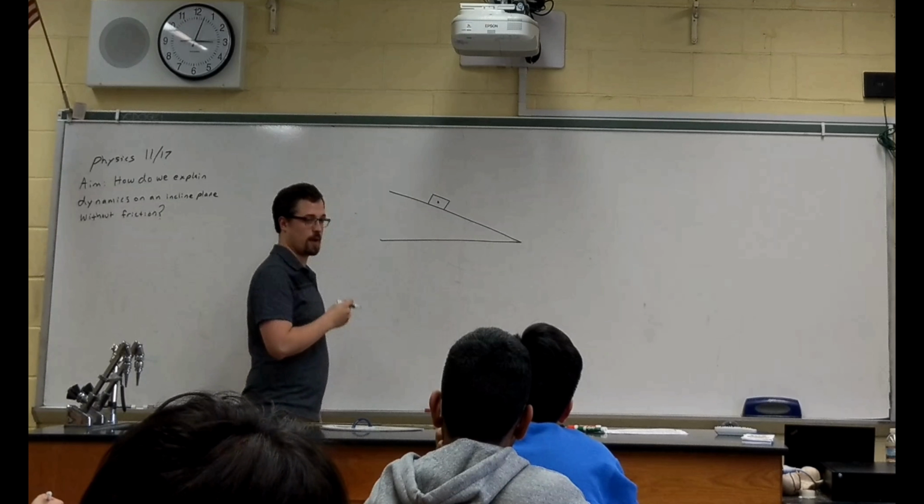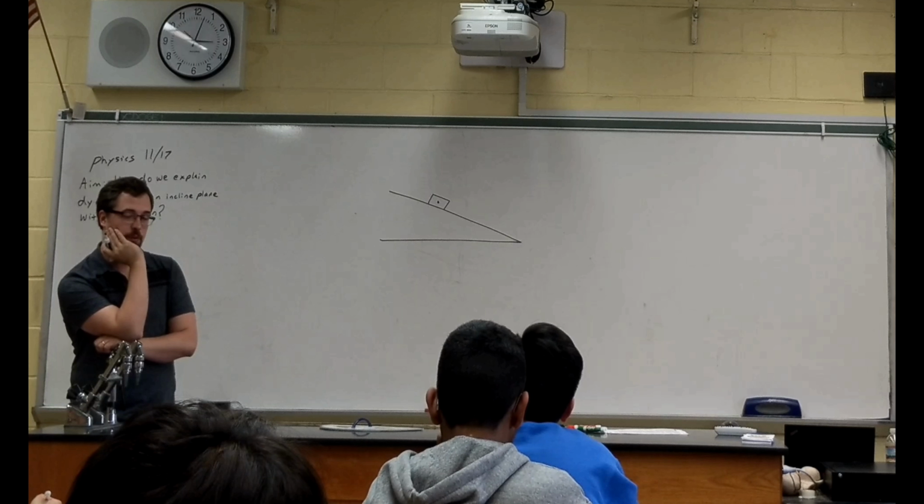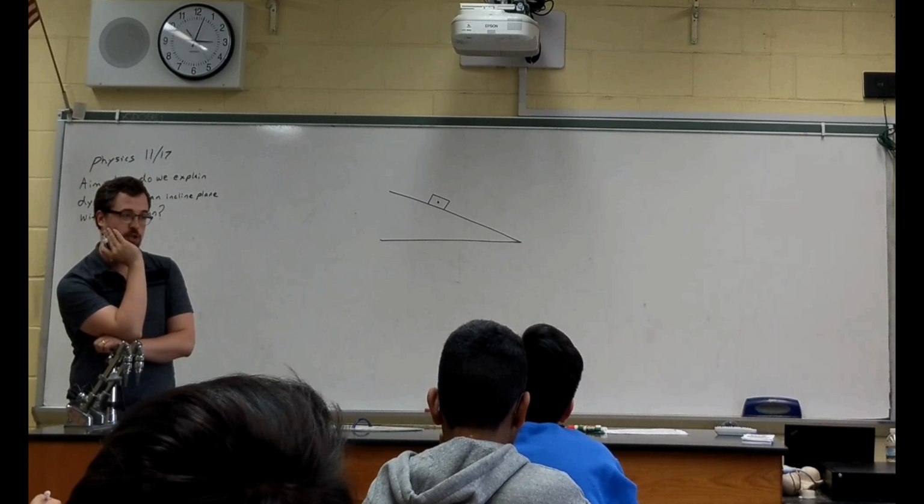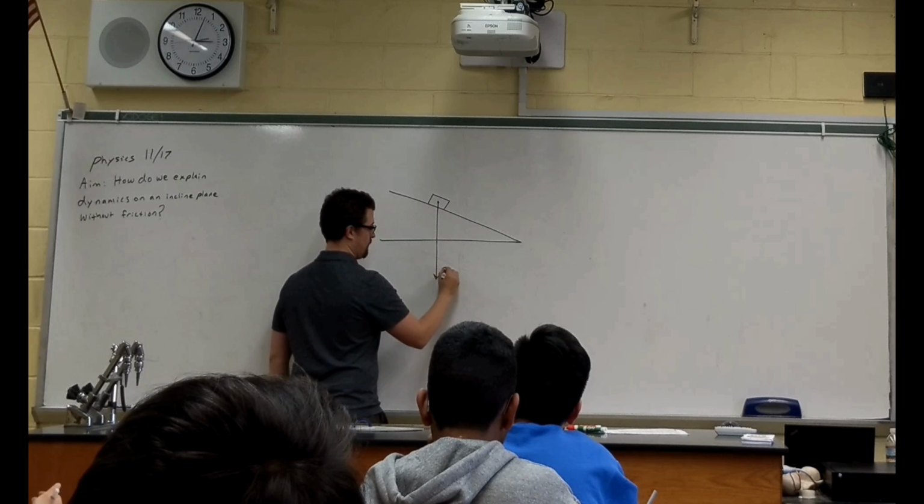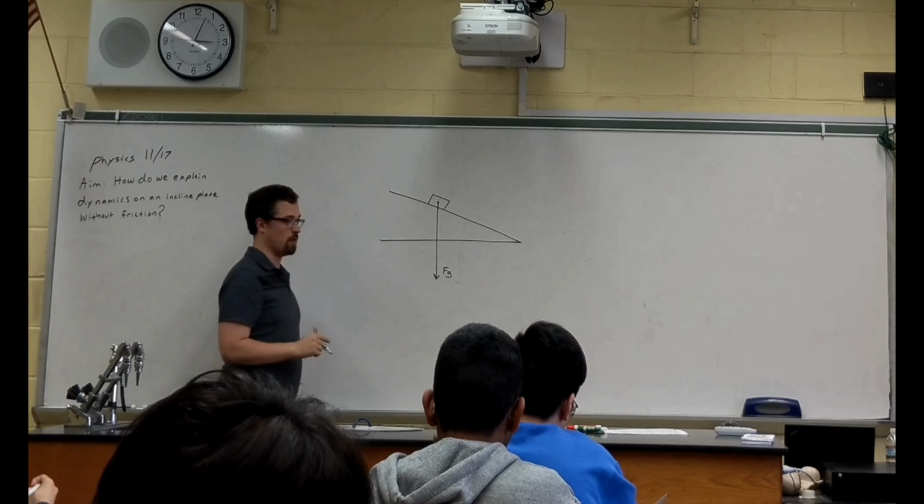So, question 1. What are the forces acting on the block? Gravity, definitely. Now, question: where does gravity point? Down. Great. Straight down. And we label it FG.